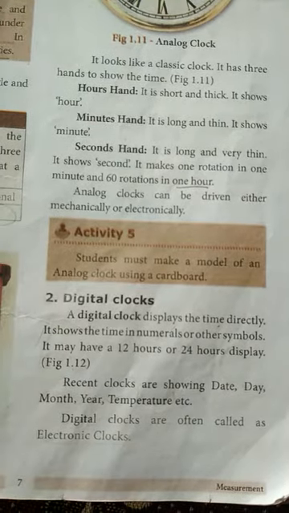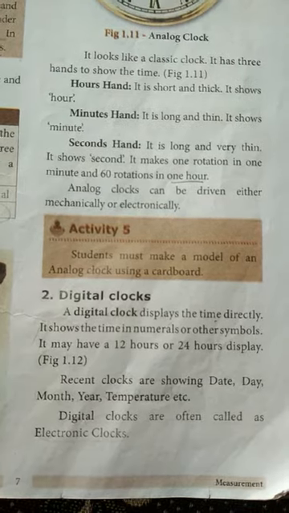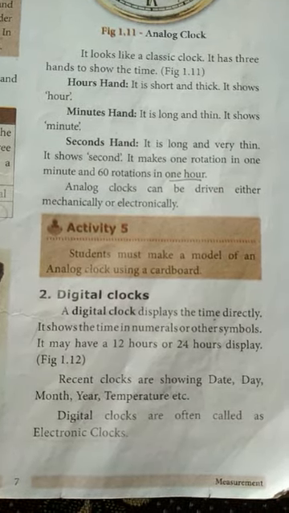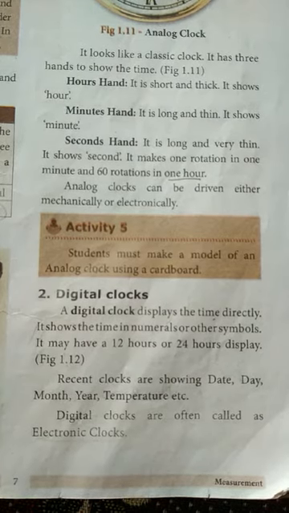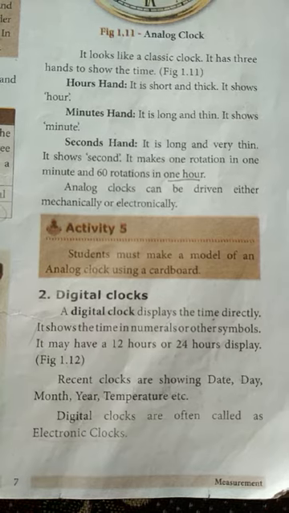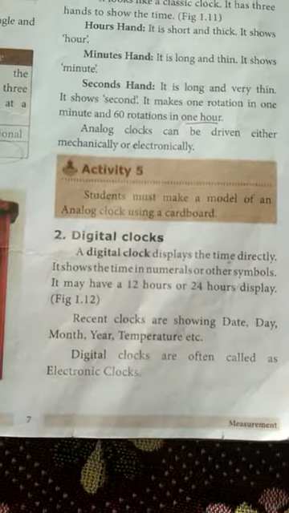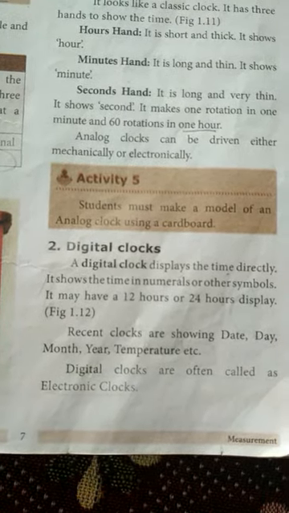Now let us see the second type of clock, the digital clock. A digital clock displays the time directly. It shows the time in numerical or other symbols. It may have a 12-hour or 24-hour display. Seeing a numerical value is what we call displaying the time directly.